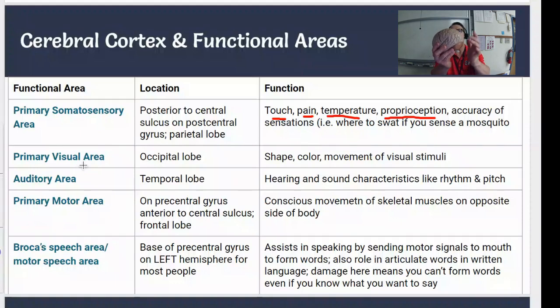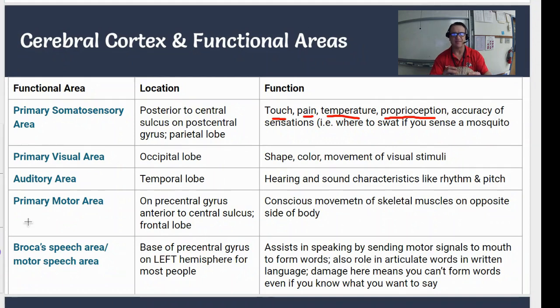Remember, that's going to be the very back, in the occipital lobe back here. That's for recognizing shapes, faces, colors. The primary auditory area is going to be right here in your temporal lobe. This is hearing, so stimulation from your ears is going to end up right here in your temporal lobe.